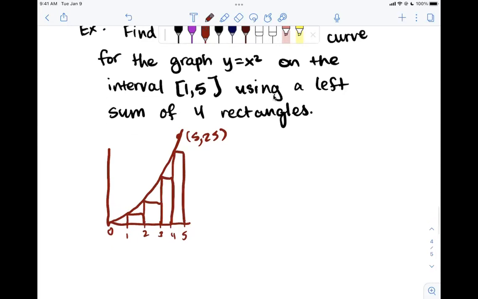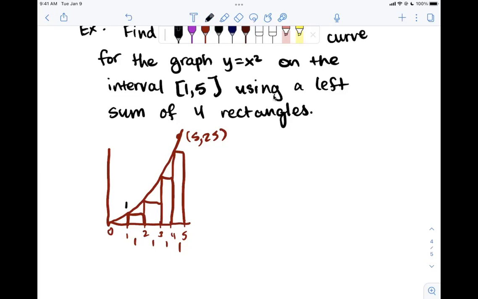All right, so first things first, what are the widths of these 4 rectangles? So that's just going to be 1, we can see from here. Now we need to find the heights. So for the first rectangle, the height here is f of 1, because the height's given by this point. And f of 1 is 1 squared, which is 1. So the height of the first rectangle is 1.